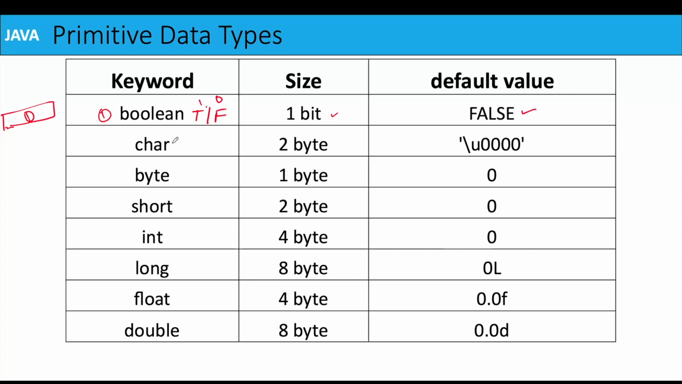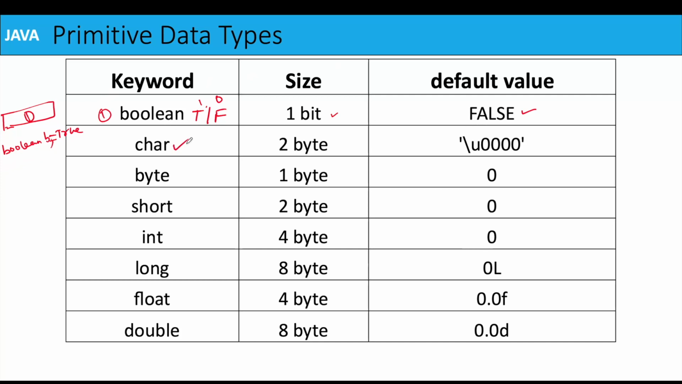Let us assume you created a variable like boolean b. What is the value of b? If you print System.out.println of b, then the false value will be printed. For example, instead of this, if you write boolean b is equal to true, and now print System.out.println b, then the true value will be printed. You understand? So that is the default value.